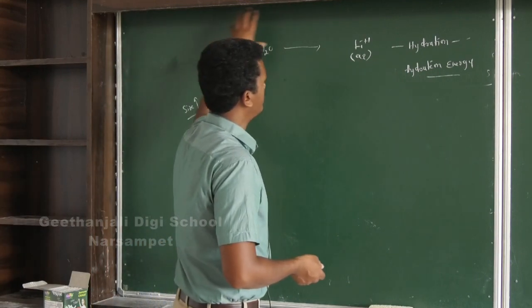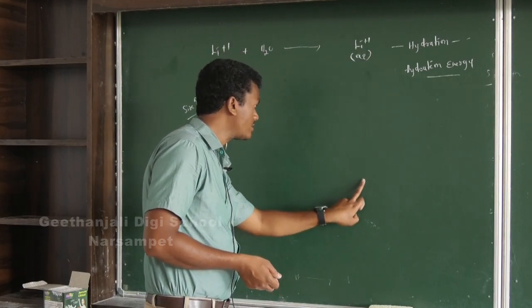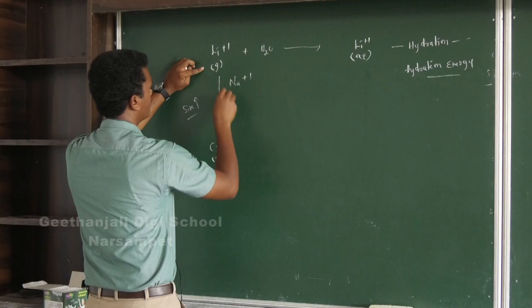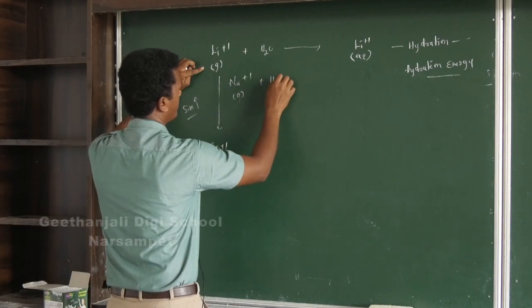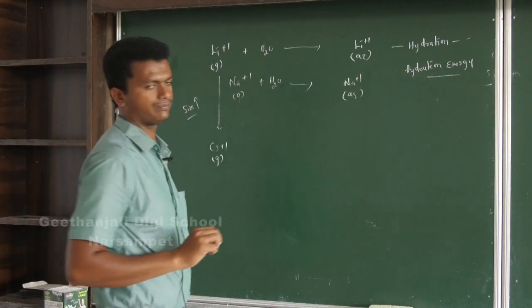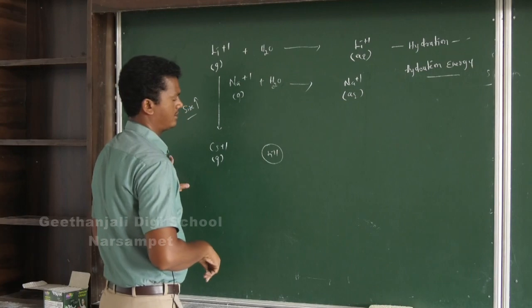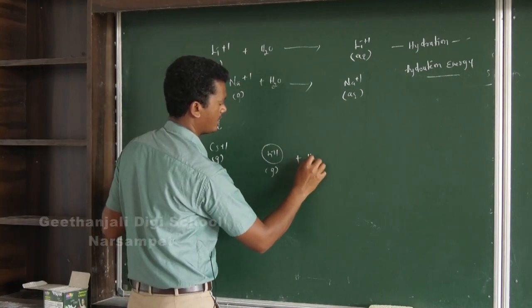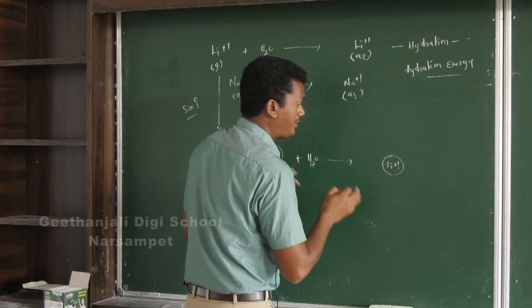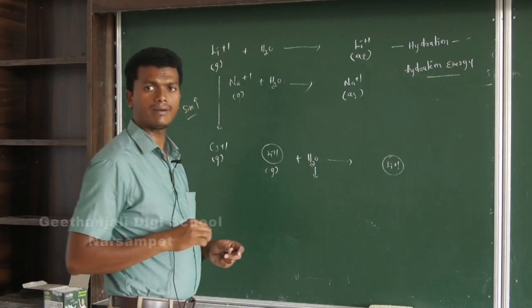As a result, the size of the hydrated lithium plus 1 ion is more compared to other hydrated ions in the alkali metals. For example, if you take sodium plus 1 which is in gaseous phase, when it dissolves in water, it also produces Na plus 1 in aqueous form. So, for the size variation, consider this lithium plus 1 ion in gaseous phase. Lithium plus 1 ion attracts more water molecules towards itself, because water is a polar solvent.